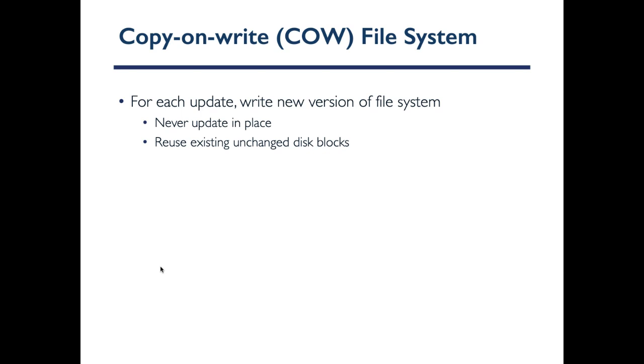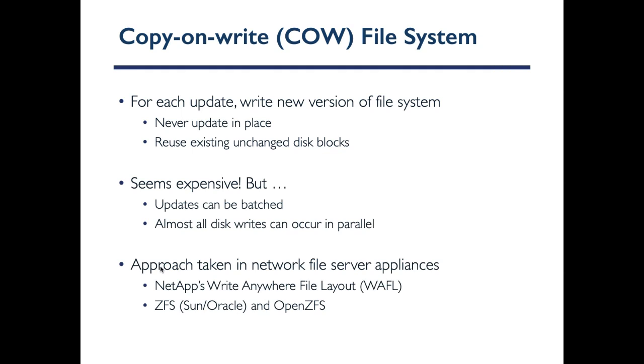Every time you make an update, you don't do it in place. You create a new copy, a new version of your file system in parallel with the old version. And once the entire transaction, the entire update is done, or set of updates are done, then you commit and then garbage collect the old versions, and you are left with the new version. So I'm going to just show you an example.